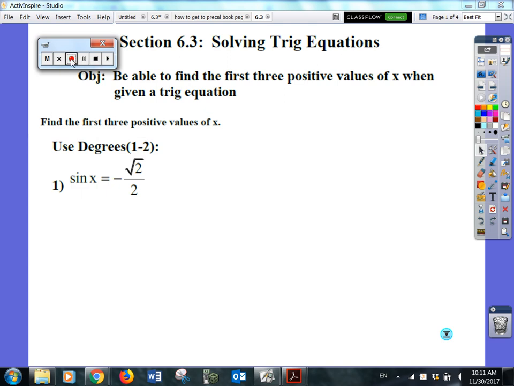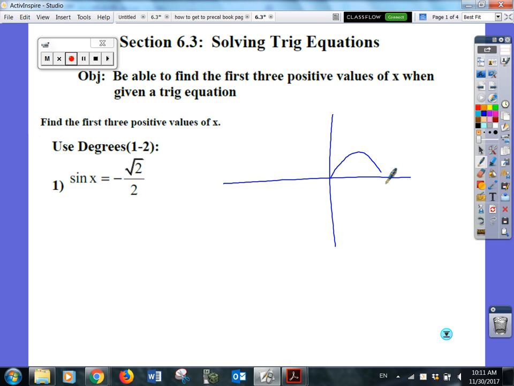Today, what the directions say is to find the first three positive values of x. So again, going back to the first day when we were graphing, if I was graphing a sine graph, it would look like this, look like that. If I asked you to find the first three positive values of x, well, this is one of them, right?